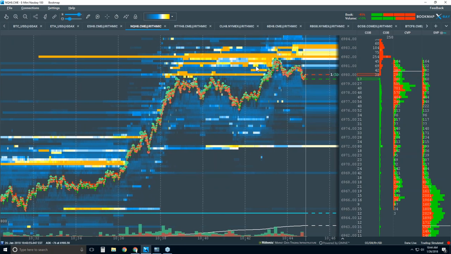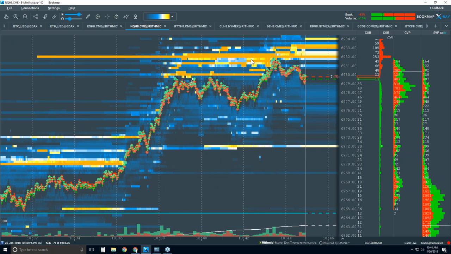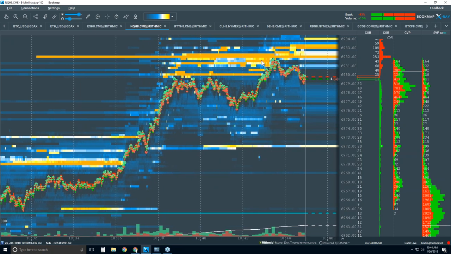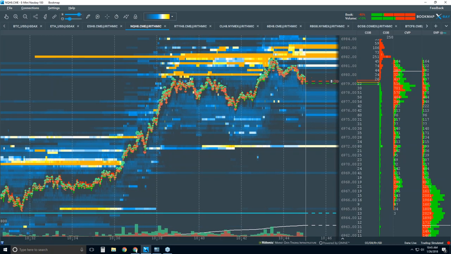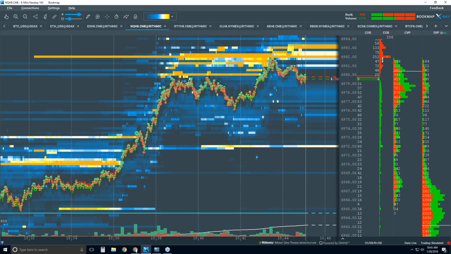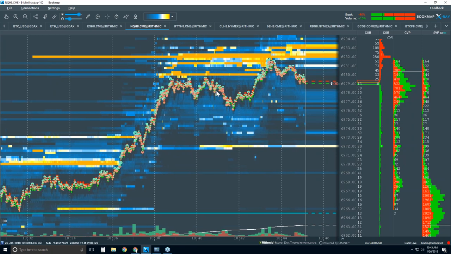And then we can also see here the heat map, right? Now the heat map is very simply just a recording of the dome, the limit order book. Okay, so that's it. Those are the only three elements that we see here.